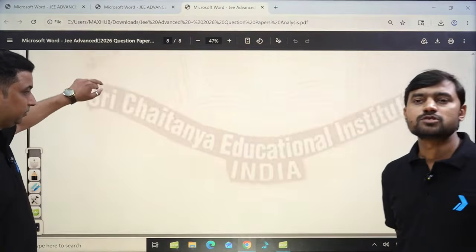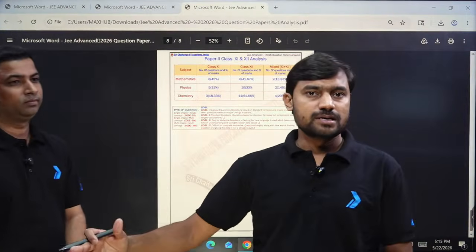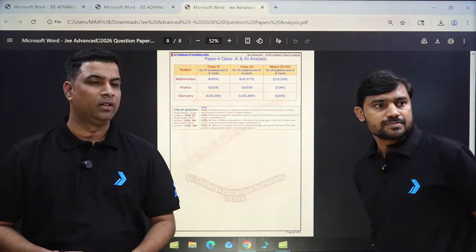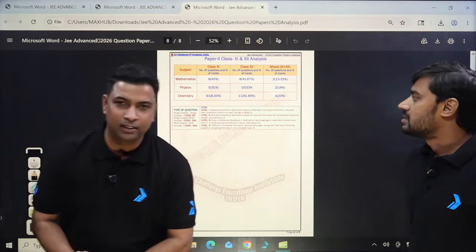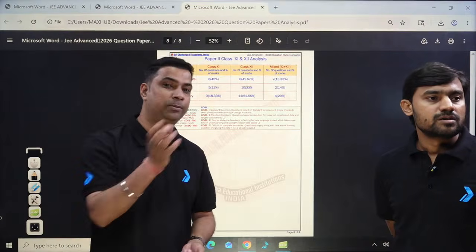And overall, in terms of 11th and 12th, you have to focus on the whole syllabus from the point of view of JEE Advanced. So this was the scientific analysis in which we have discussed the chapter-wise analysis, like how many questions come from which part of the chemistry.